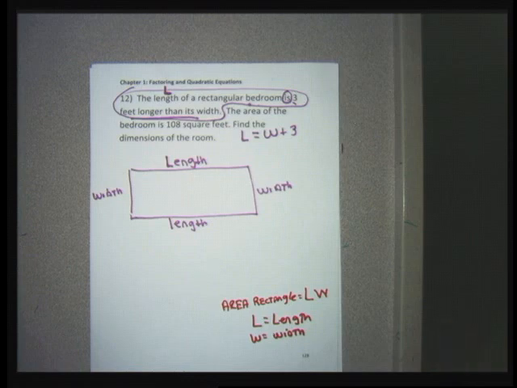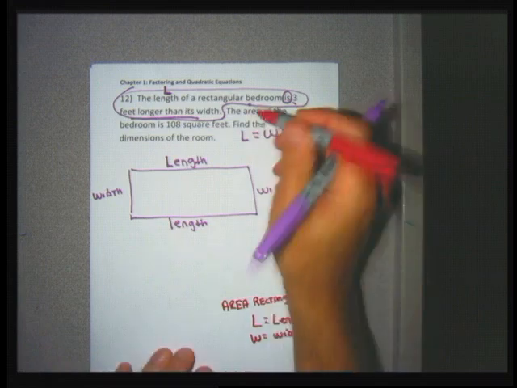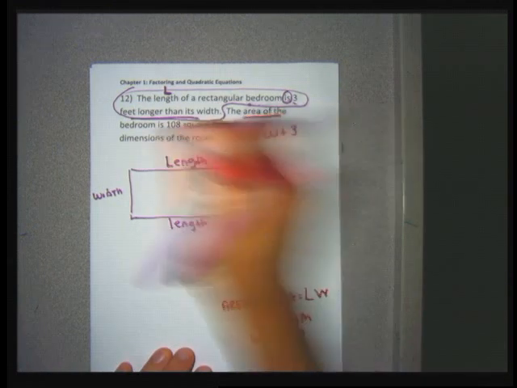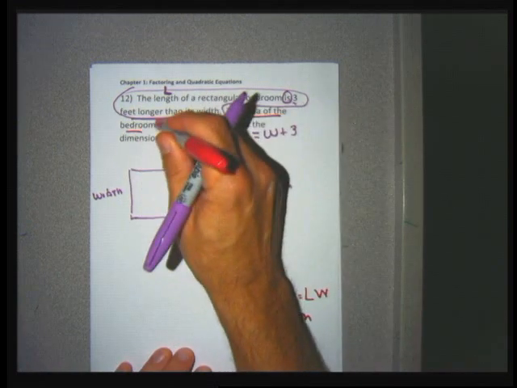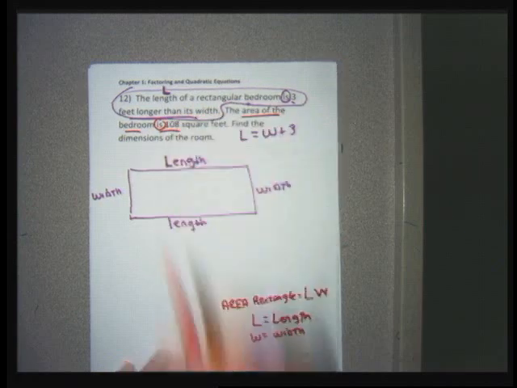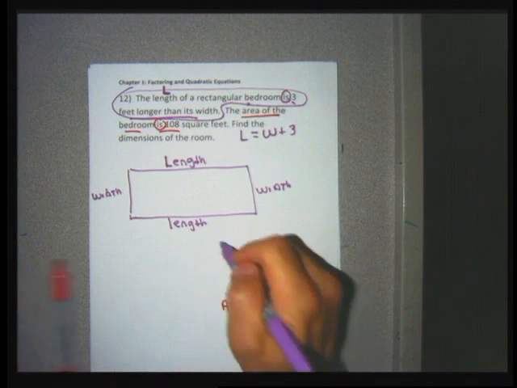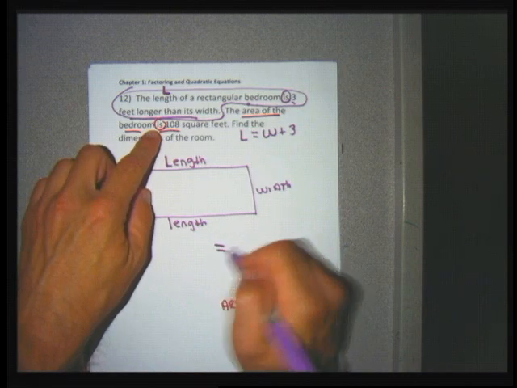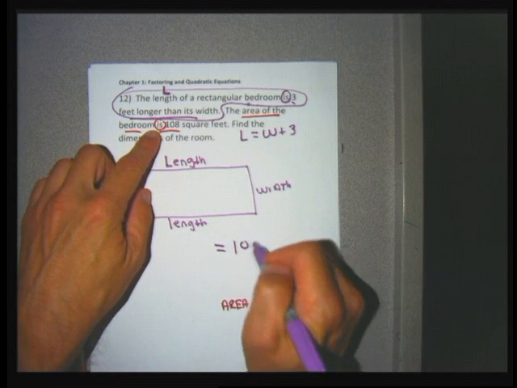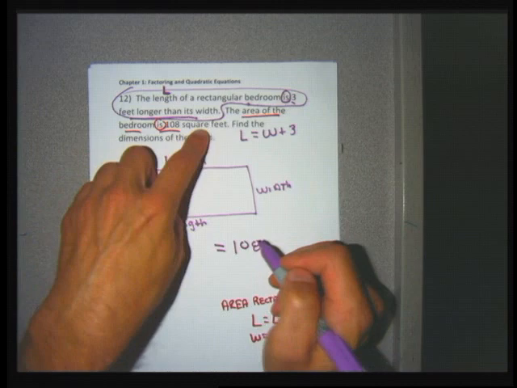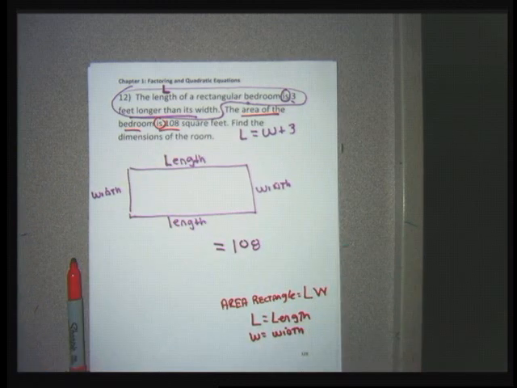So now I'm going to dig into the second sentence. The second sentence says the area of the bedroom, or the area of the rectangle, is 108. The "is 108" part is the easy part for me. Is equals, and after the equal, it's 108. And I'm not going to put the square feet in. I won't worry about the units. They'll just work their way through the problem without me having to write them.